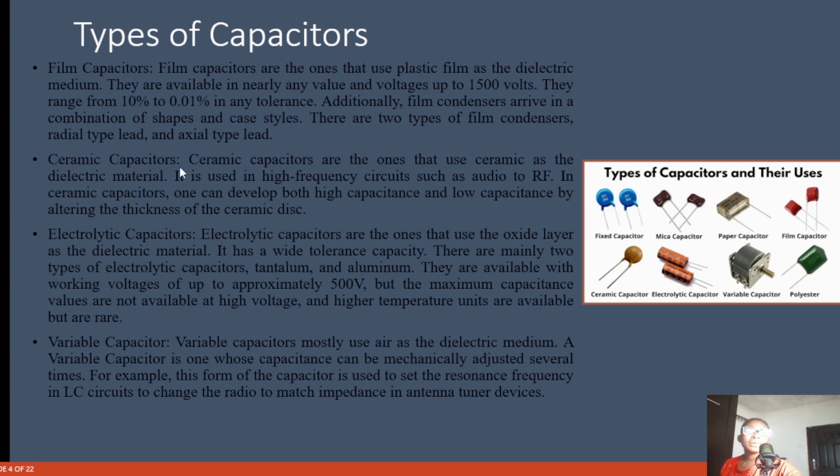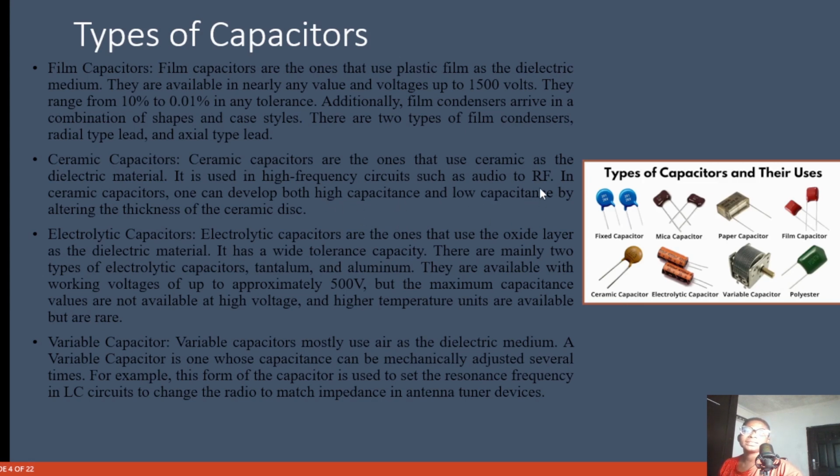So the next one is the ceramic capacitors. Ceramic capacitors are the ones that use ceramic as a dielectric material. So that is just a simple way of defining these types of capacitors. It is used in high frequency circuits such as audio to RF, that's radio frequency. In ceramic capacitors, one can develop both high capacitance and low capacitance by altering the thickness of the ceramic disc.